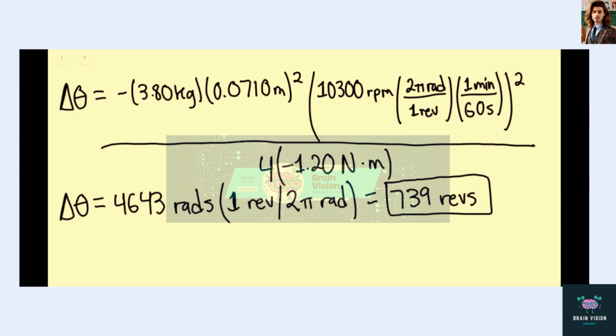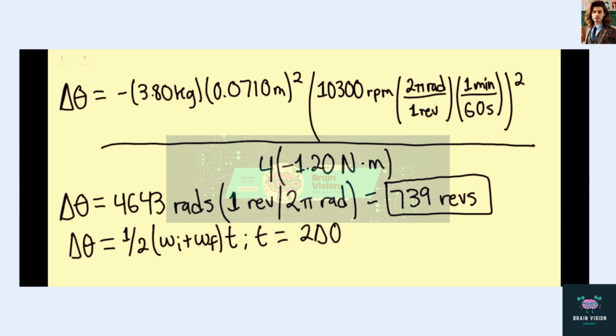For the time, we can say that the change in angular displacement would be equal to the average angular velocity, so 1/2 times omega initial plus omega final multiplied by the time. Therefore, the time would then be equal to 2 times delta theta divided by omega initial plus omega final. We know that omega final is going to be 0, so this term can be eliminated.